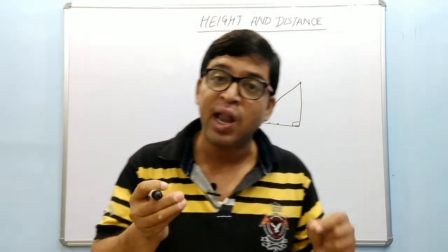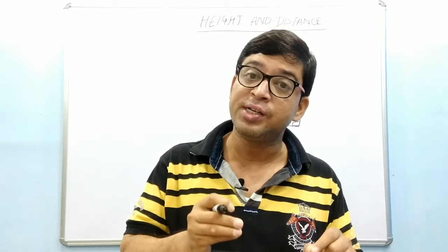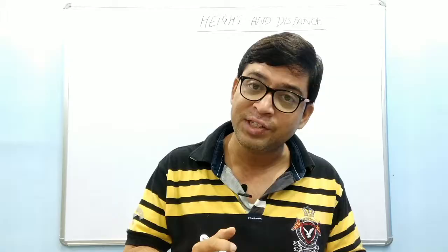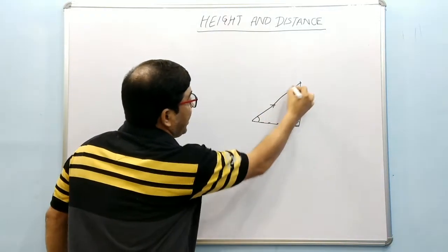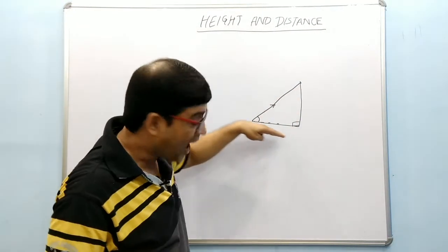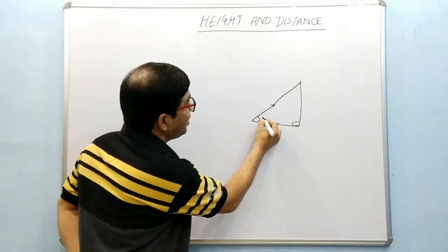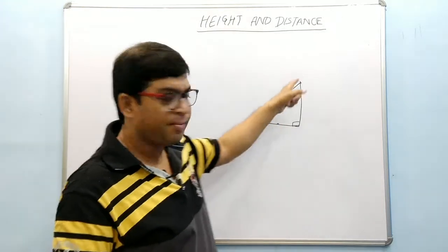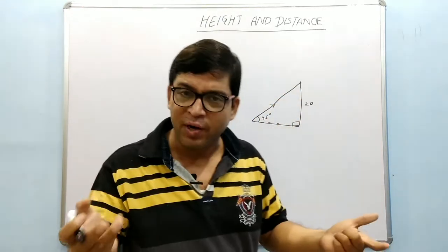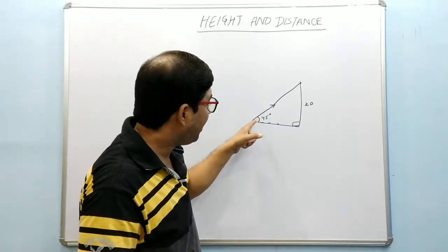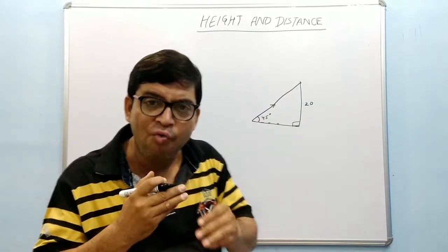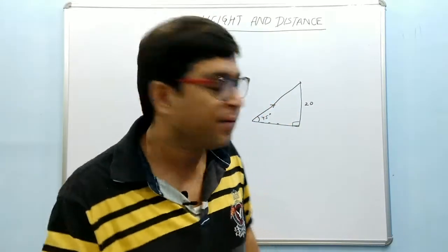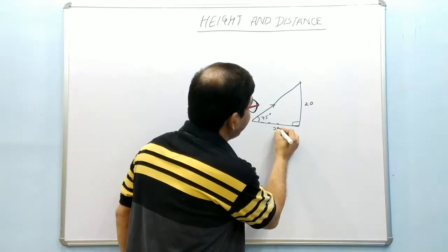The angle between line of sight and horizontal is very important. It is known as angle of elevation. If this is like this, line of sight and actual horizontal, the angle of elevation is formed. Suppose it is given that it is 45 degrees. A man is watching another man at a height of 20 meters. A building is 20 meters high and the angle of elevation is 45 degrees. How far away is the man from the building? So we need to find this.